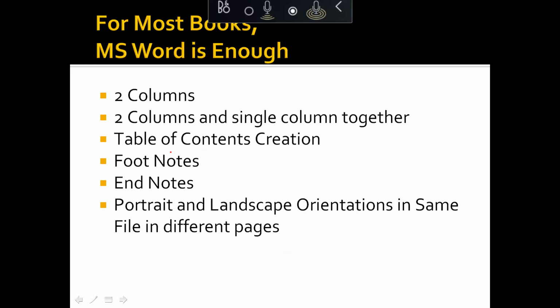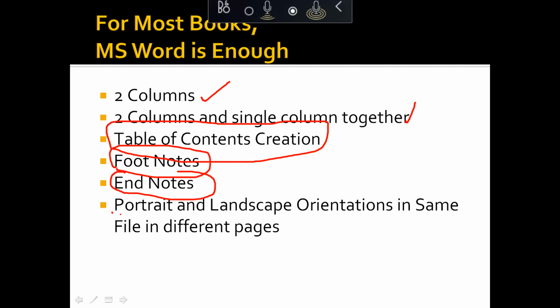So between Adobe InDesign and MS Word, I will prefer MS Word because for most of the books, MS Word is enough. You can print 2 columns and single column together in MS Word. The table of content is automatically created. Footnotes are automatically added. Endnotes can be added. The portrait and landscape orientation can be in the same file in different pages. So whatever feature you want, at least for 99% of your works, MS Word will be enough. You need to go for specialized software only if it is a very large book with so many features.